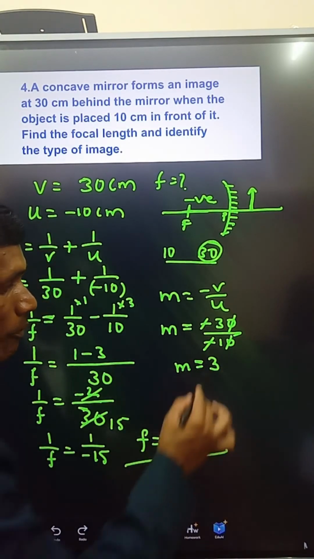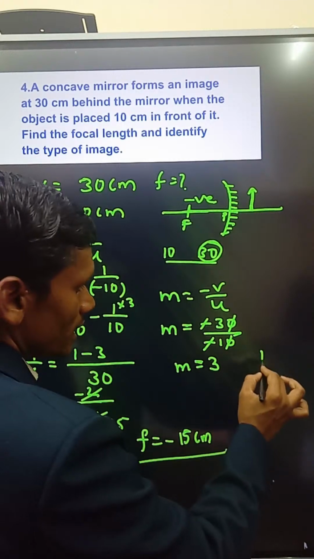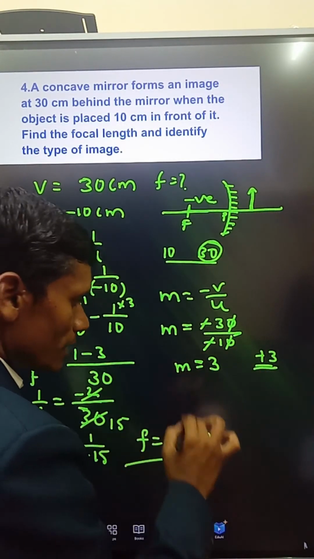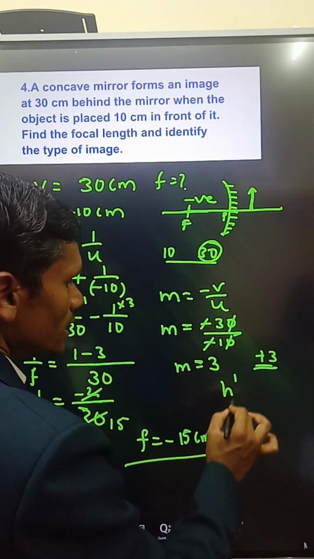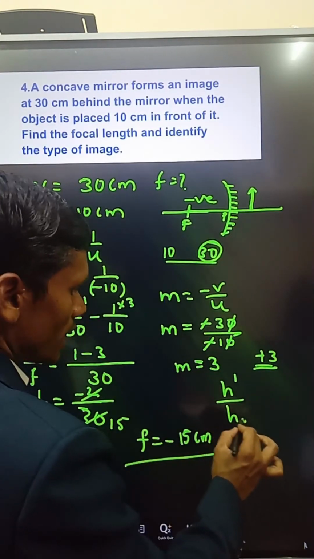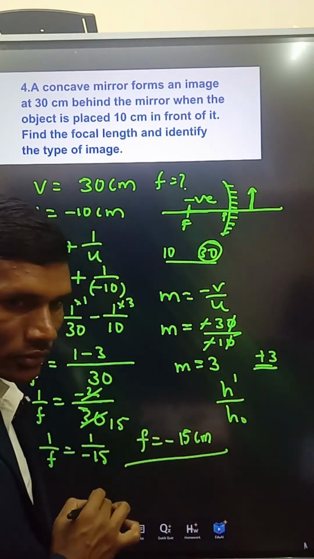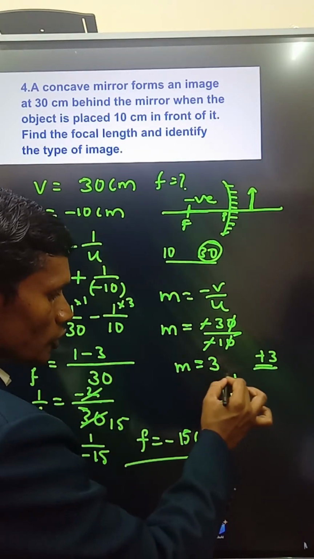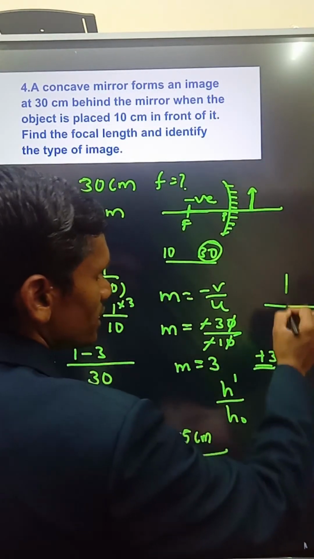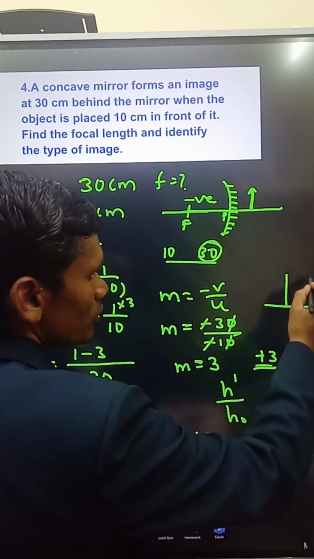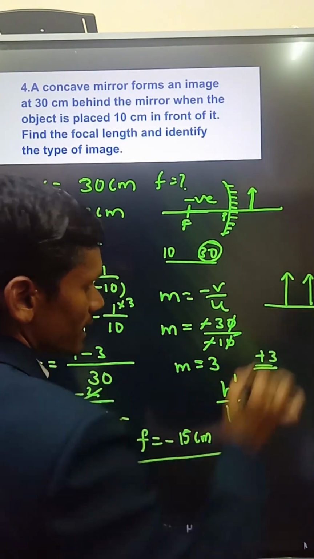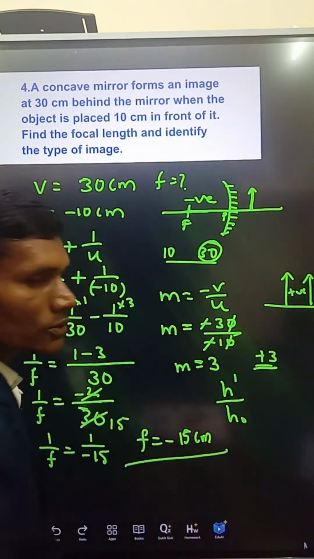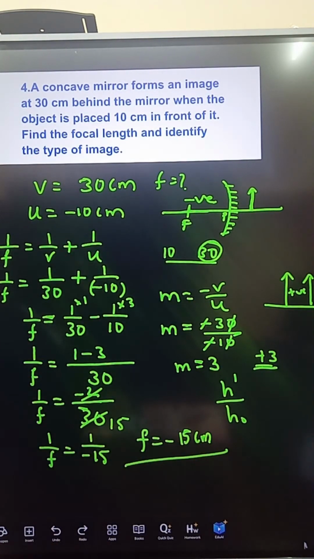And positive sign means what? Plus 3 we are getting here. No sign means plus 3. Magnification will be positive only when the image and object heights both are positive. When is this possible? Image height should also be measured above the x-axis, right? And object height should also be measured above the x-axis. Then only both will be positive, right? If both are positive, both are what? Erect image or not? Both are erect image.